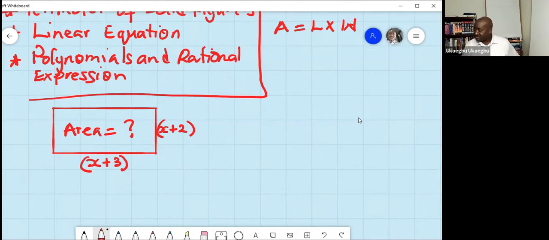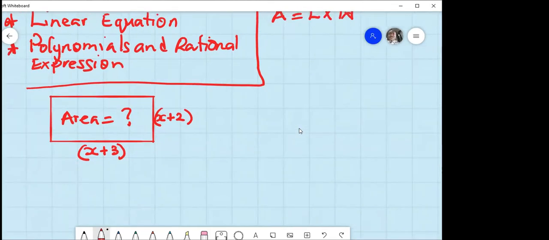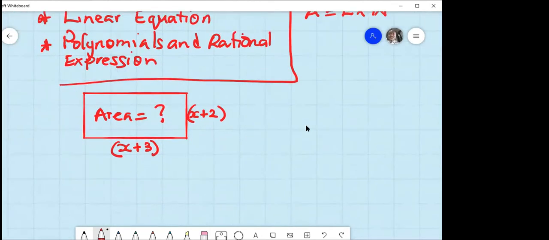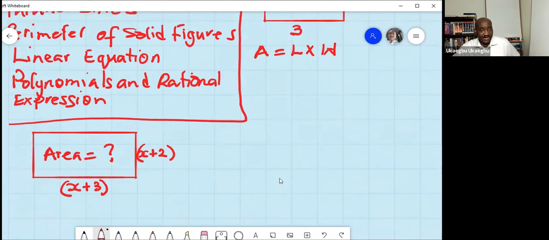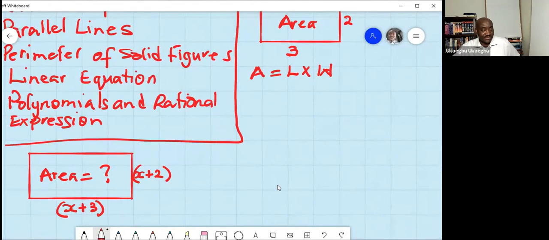Does it make sense now? So we just have the same shape, which is a rectangle, and instead of having a direct number, they are putting some variables in our number.